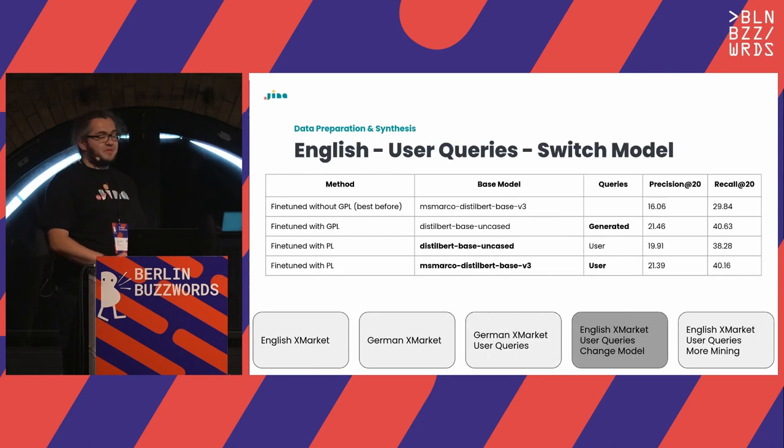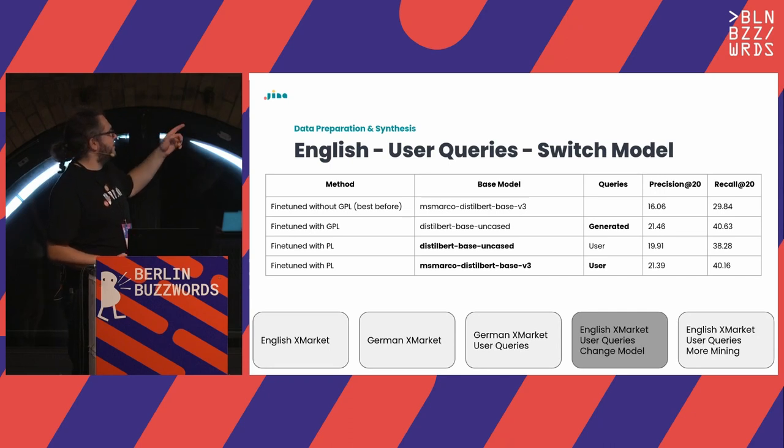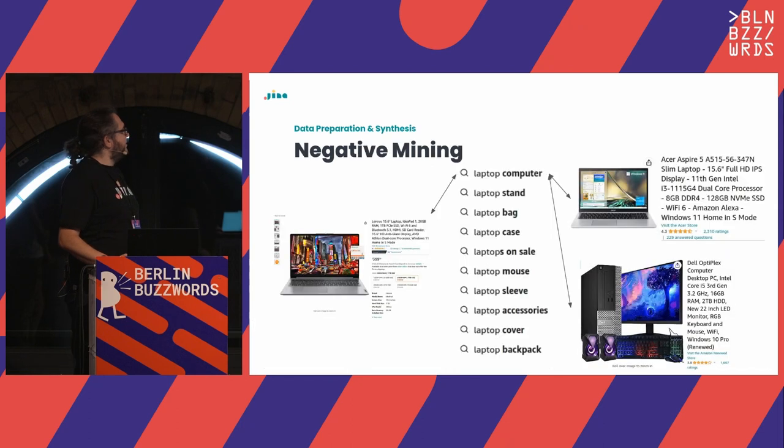And OK, let's do this with English. And now we see, ah, no real improvement. So if we even keep the same model and switch from the generated queries to the user queries, we have a drop in quality. And if we now switch the model, we get again an increase. OK, so changing the model helped, but unluckily we didn't repeat the experiment with the changed model on the generated queries. But what can we do now?